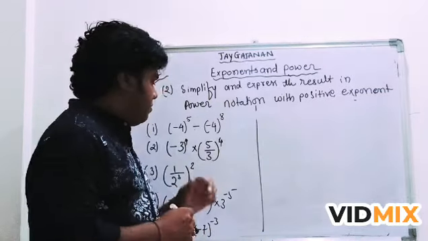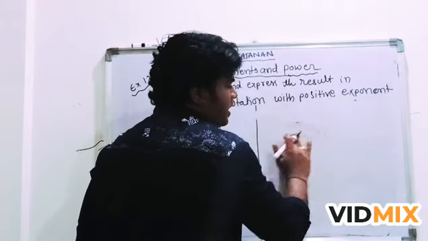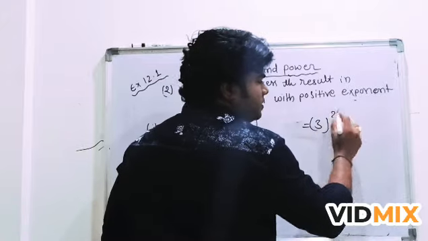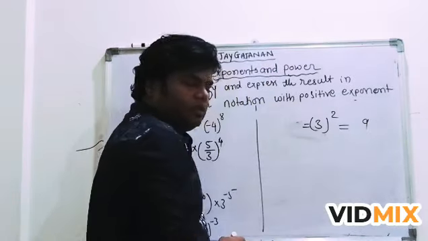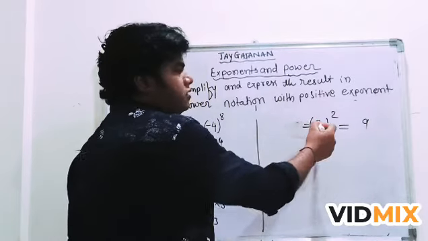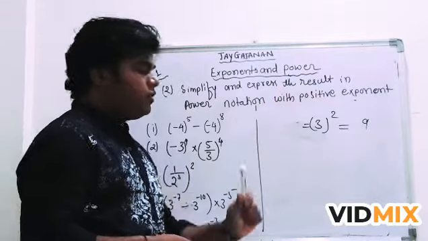Okay, power notation means we have to keep this in some form. For example, suppose our answer is 3 to the power 2. We will not solve this 3 to the power 2, that will be 9. 3 square is 9. We are not going to solve till here, we are going to solve till here. This is called a power notation. Simplify and express the result in power notation.